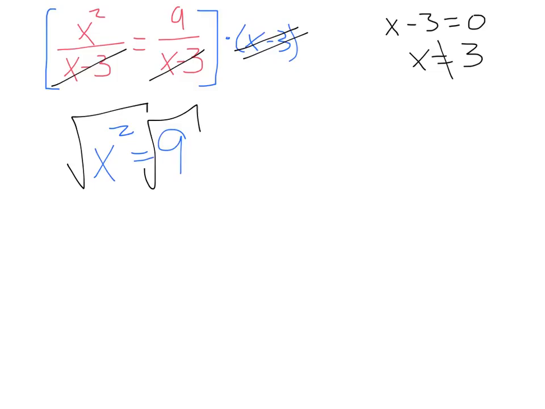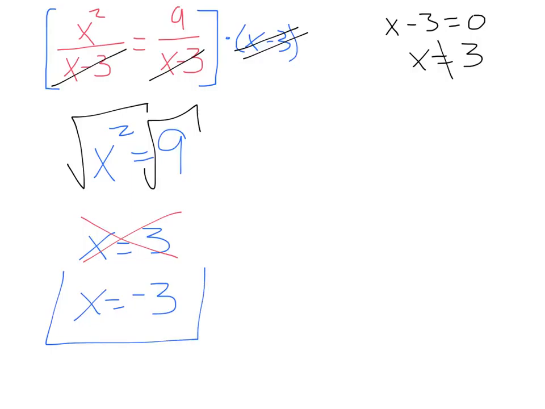Now remember, we're going to get two answers here, so be careful when you're doing that. This is going to be x equals 3 and x equals negative 3. Now again, we got to check our restrictions. Because of what the denominator started out being, we know that x cannot be 3. So this is not a solution. Our restrictions say nothing about x being negative 3, so this equation only has one solution.